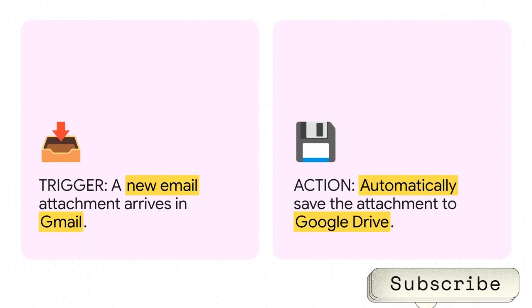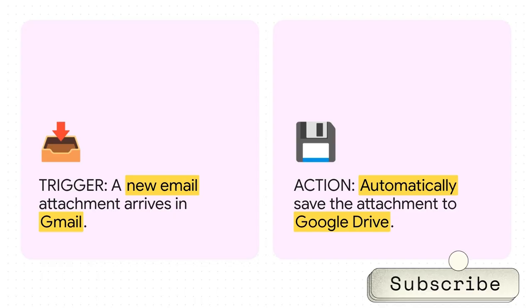Okay, here's a classic. We've all been there, right? Frantically searching your inbox for that one important attachment from weeks ago. With the Zap, every time a new attachment arrives in Gmail, it's automatically saved to a specific folder in your Google Drive. No more searching, no more manual downloading and uploading.